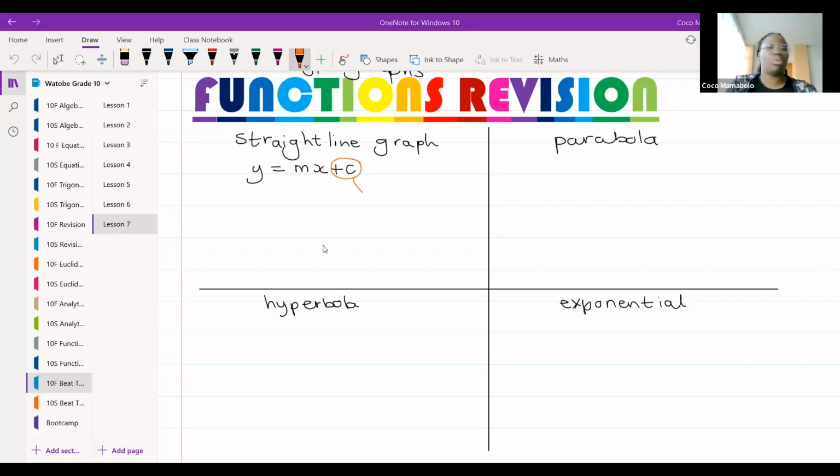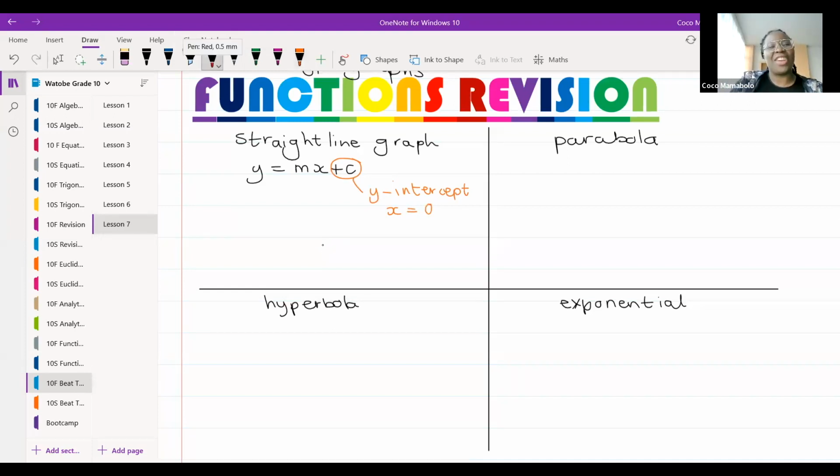That's it, you're on fire. This is the y-intercept. So the y-intercept is basically where my graph cuts the y-axis, right? And we know that at the y-intercept, x is equal to what? X is equal to 0. That's it. Excellent.